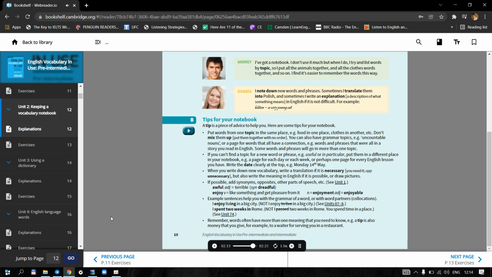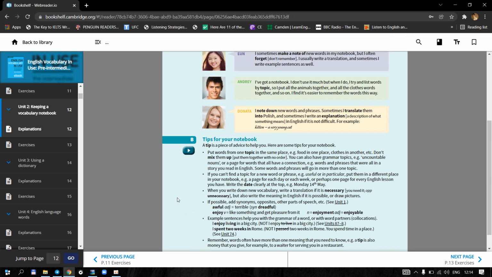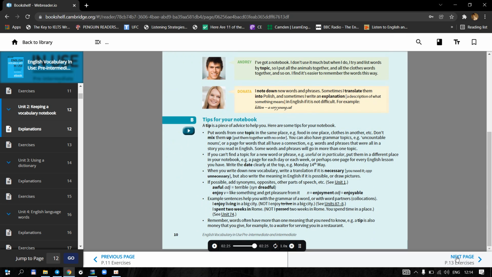Remember, words often have more than one meaning that you need to know. For example, a tip is also money that you give. For example, to a waiter for serving you in a restaurant. Okay, as you can see, you have probably received now a lot of useful tips for learning and keeping vocabulary notebook. So take a look at the exercise.